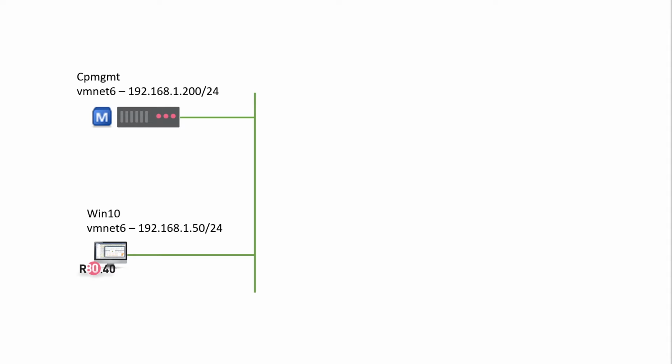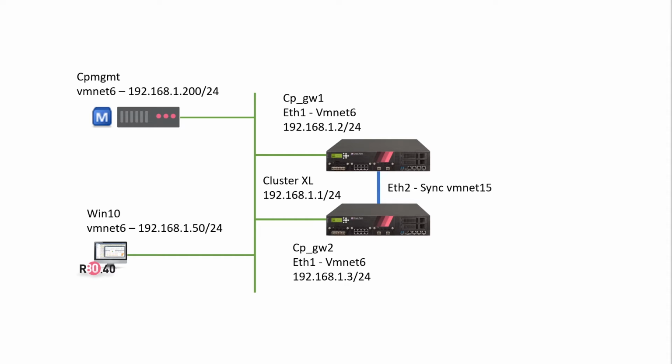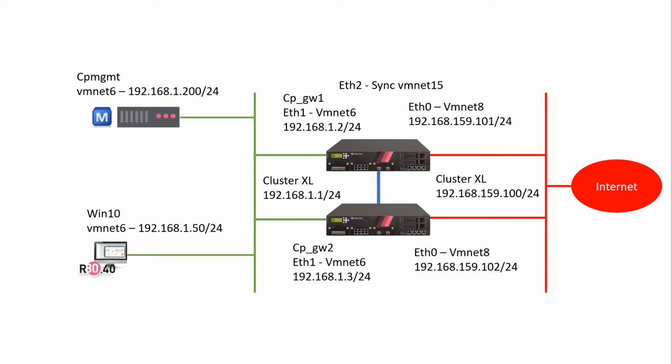Then we will add two checkpoint gateways. And we will build them into a cluster. And this way we can have a cluster connected to our management station, the same thing that we can have our Windows 10 machine. And when we have combined these two clusters, we will also provide internet for this one.